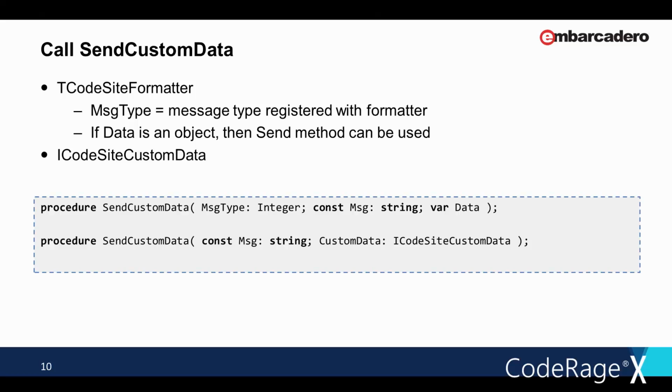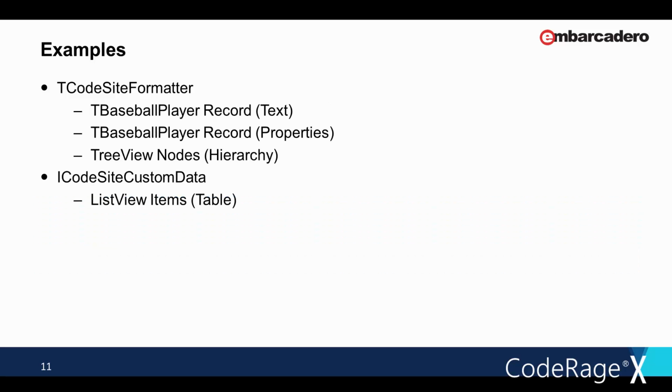Then to actually do the send, it's send custom data, and we can give it the message type that was used to register the formatter, so it pulls up the right one. And otherwise we pass an object that supports the ICodeSiteCustomData interface, and it will do the formatting through there. So I've got examples of both different approaches, and the rest of the session really is just looking at the code to see how we accomplish all that.